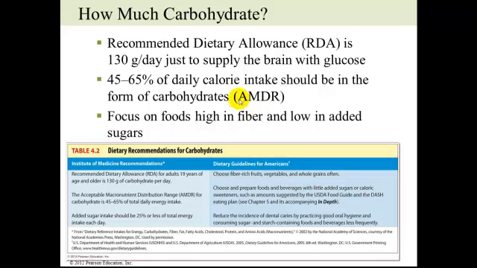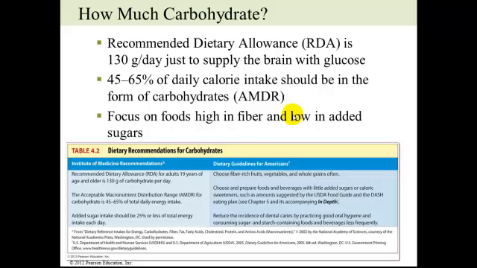According to the AMDR, about 45 to 65% of the caloric intake should come from carbohydrates. And remember, the AMDR is the acceptable macronutrient distribution range. One of the recommendations, the guidelines for Americans, is to focus on foods that are high in fiber and low in added sugars. Now notice it says low in added sugars. It doesn't say no sugar ever added in.